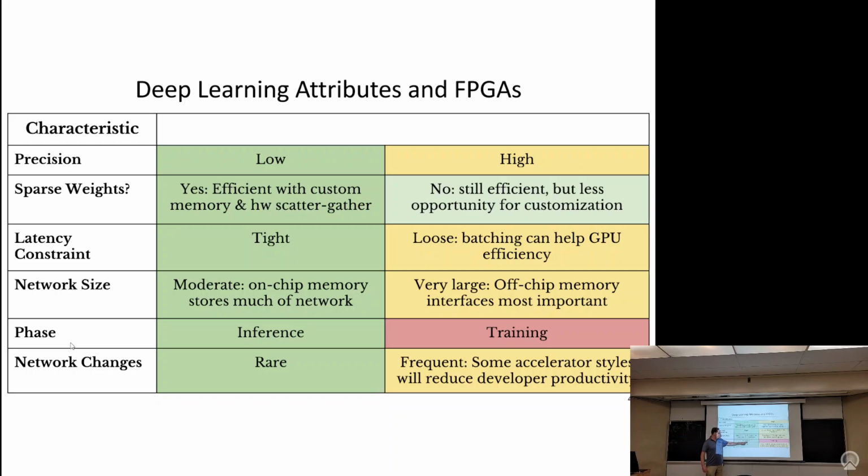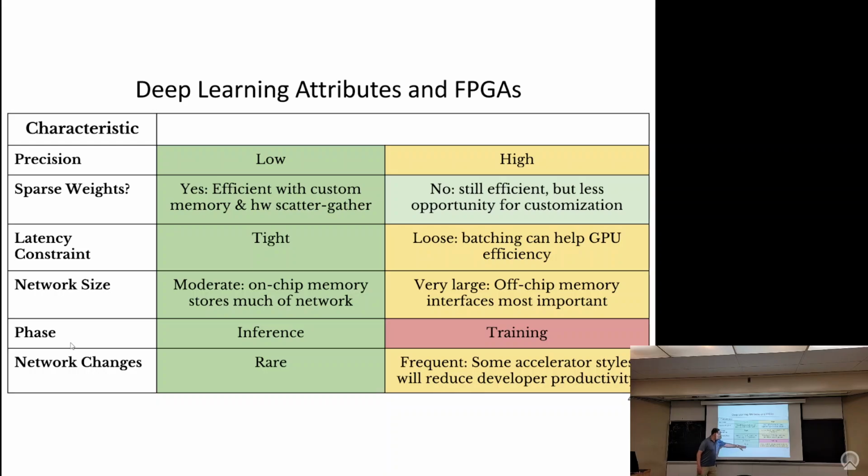Inference, when you're using a model, helps an FPGA because you can use lower precisions. It's usually more latency sensitive. Training helps a GPU, right? Because it needs higher precision and it's not latency sensitive at all. And then if your network is not changing very often, that helps an FPGA because for many of the implementations in an FPGA you have to recompile. You have to actually recompile your hardware or redesign your hardware.